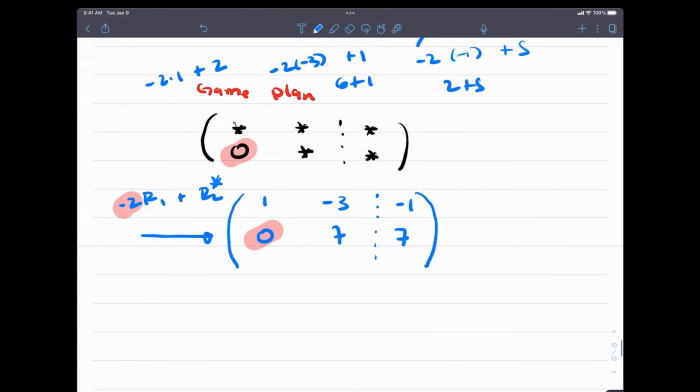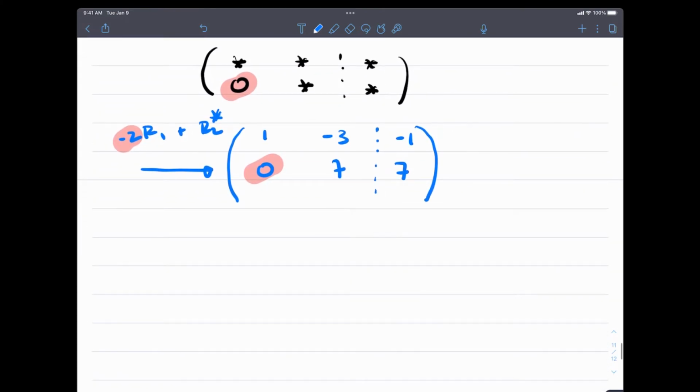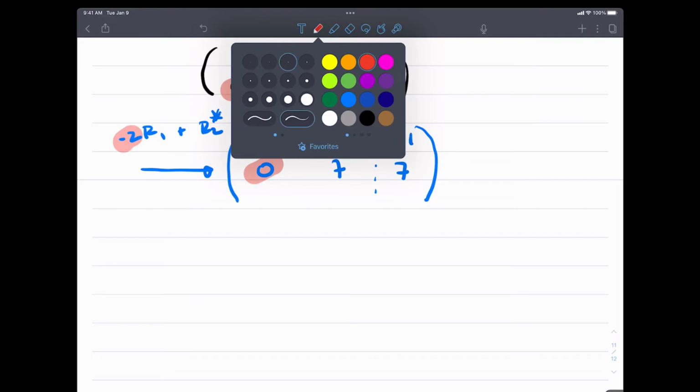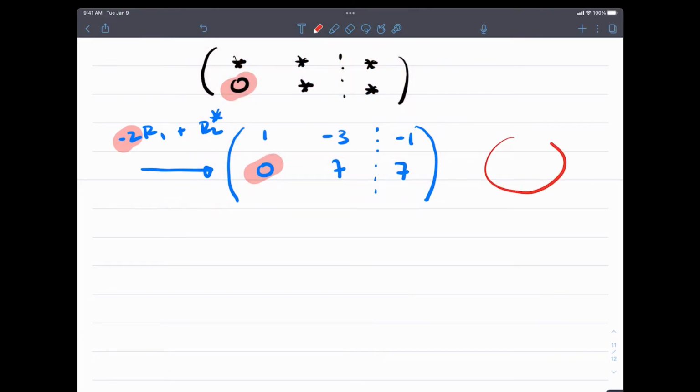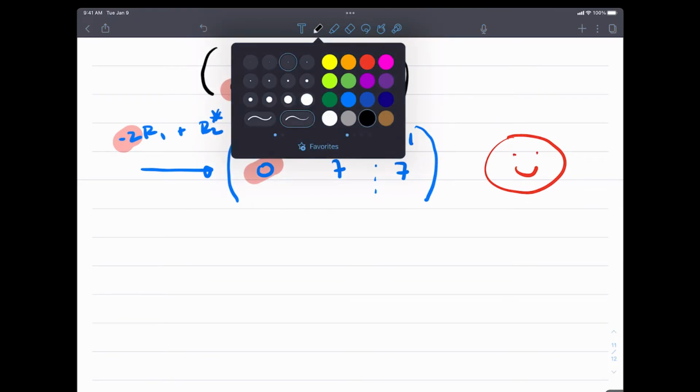So this is the game plan. And once you get this, you're gonna put a happy face. All right, here's a happy face for you guys. I'm gonna show you this process. You should be happy with that now. Now you say, what do I do with this? Here's what you guys do next.